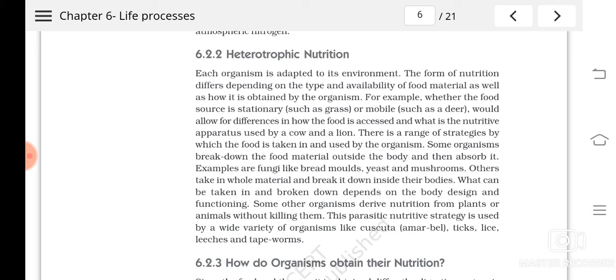So what do you mean by heterotrophic nutrition? The nutrition in which the organisms are not able to prepare their own food, they have to depend on other organisms. That kind of nutrition is called what? Heterotrophic nutrition. Understood? So the form of nutrition depends upon the type and availability of food materials, and also how it is obtained by the organisms.